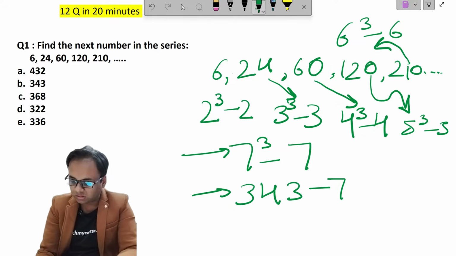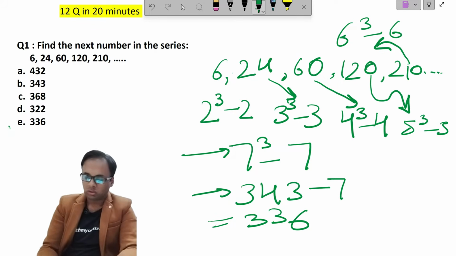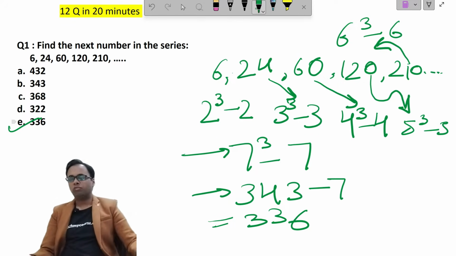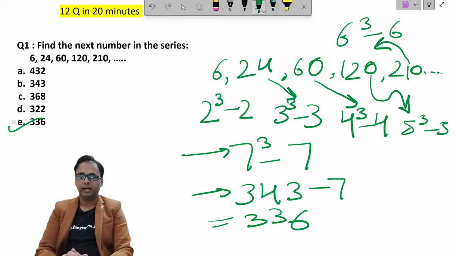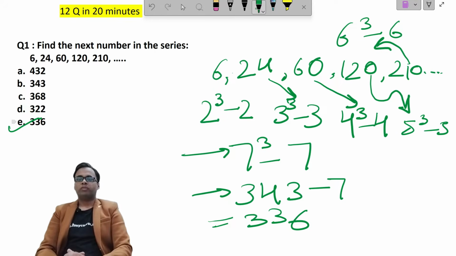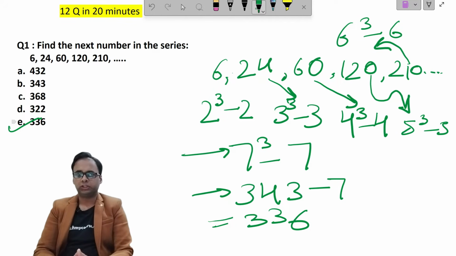343 minus 7, which is 336. So that is the answer. That is how we have identified the trend in this number series. So whenever you try to solve such sort of number series, you should go about it like that only.